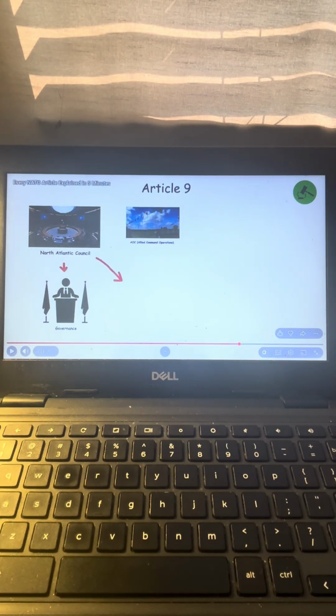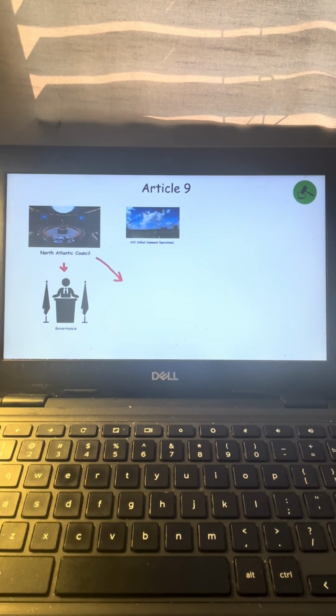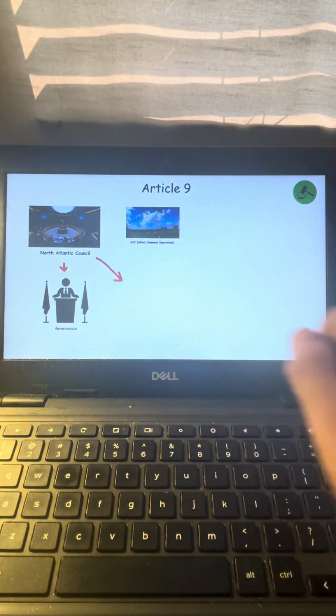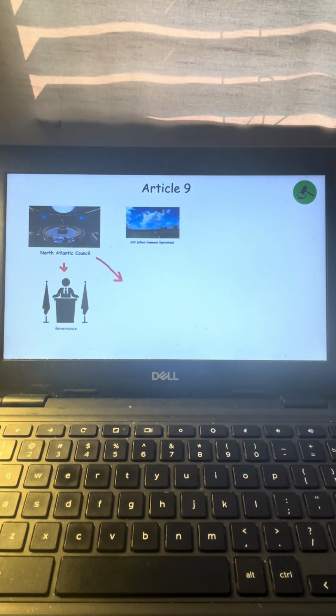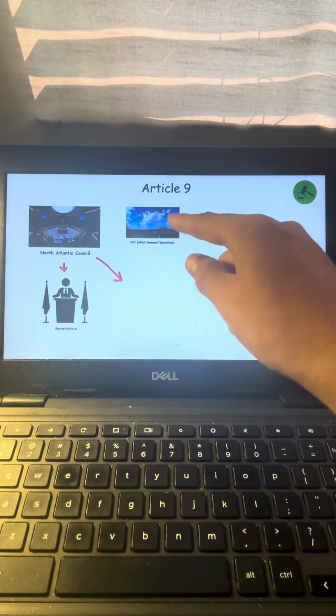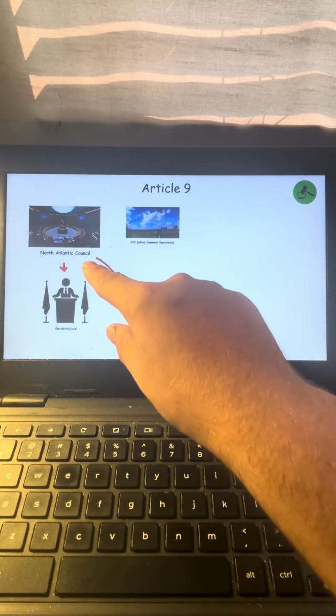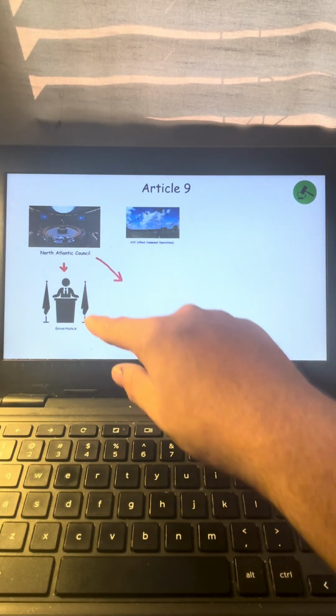Okay, so I'm not sure you guys can see the words right here. Because let's say AOC, Allied Canadian Operations, right there. That's this picture right there. This picture is the North Atlantic Council.